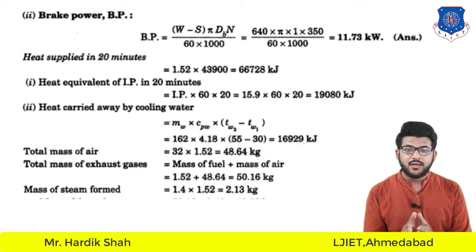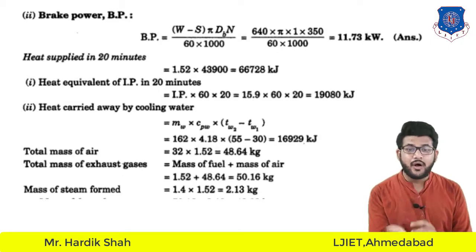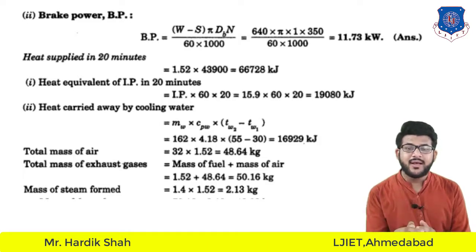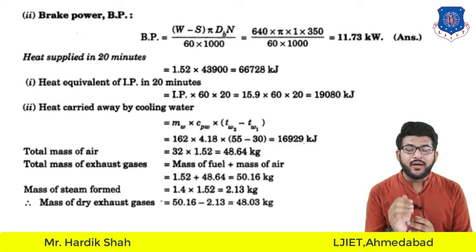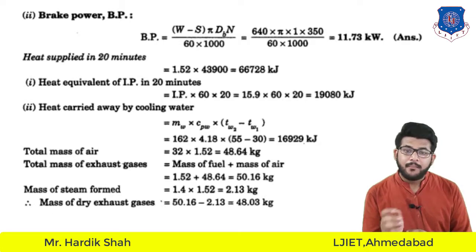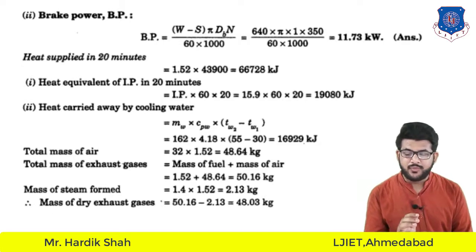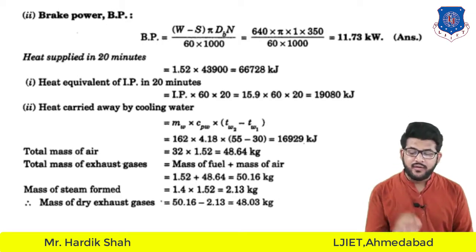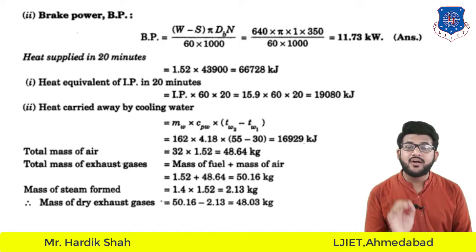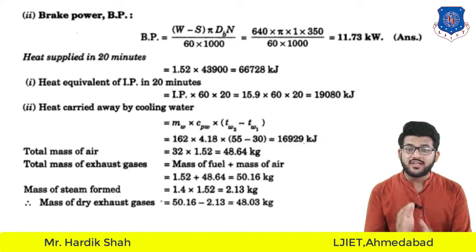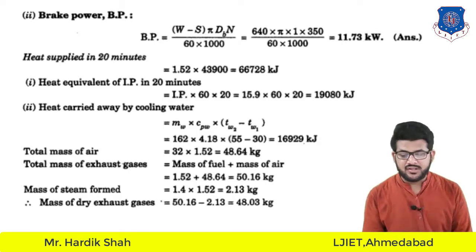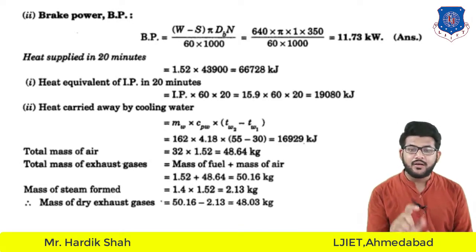So we can say in the exhaust, this part was the steam. So we need to find the real exhaust without steam. Our main exhaust, or you can say mass of dry exhaust, will be our found exhaust, that is 50.16 minus this steam, and steam was found 2.13. Okay, so we will get 48.03 kg of the dry exhaust without steam. So this was the correct answer for the dry exhaust gases. Fine. So this was the calculation for the mass.